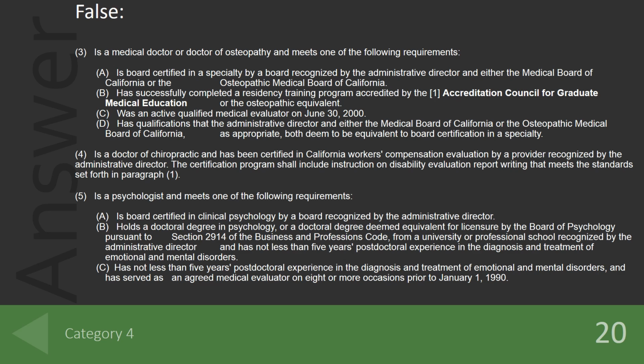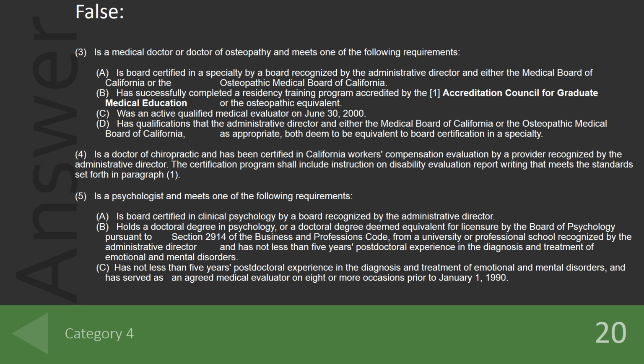Well, if the medical doctor or doctor of osteopathy was an active qualified medical evaluator on June 30, 2000, that qualifies for appointment as a QME. Or if either the MD or DO has qualifications that the administrative director and either the Medical Board of California or the Osteopathic Medical Board deem to be appropriate, or are equivalent to board certification in a specialty, that would also qualify for appointment as a QME.